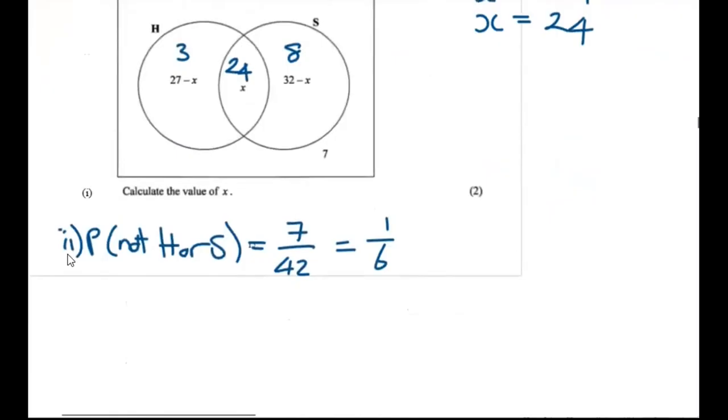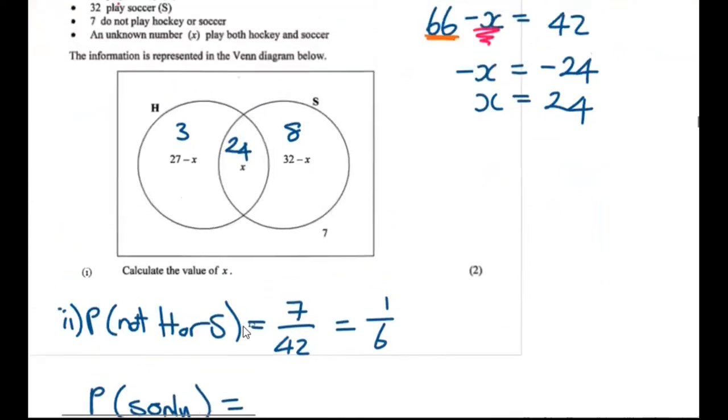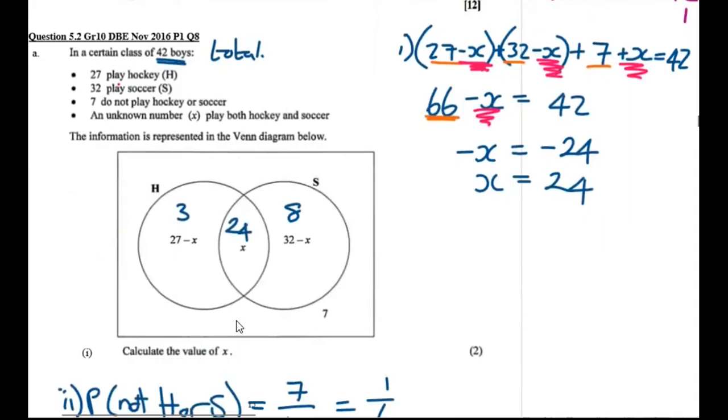Then after that, plays only soccer. So the probability that it's soccer only. Would that be 8/42? Okay, guys, the word only is very important. Yes, Emma, sorry. She's like, will that be? And I don't answer you. Yes, it will be 8/42. Thanks, Emma. And guys, please remember the word only is very, very important.